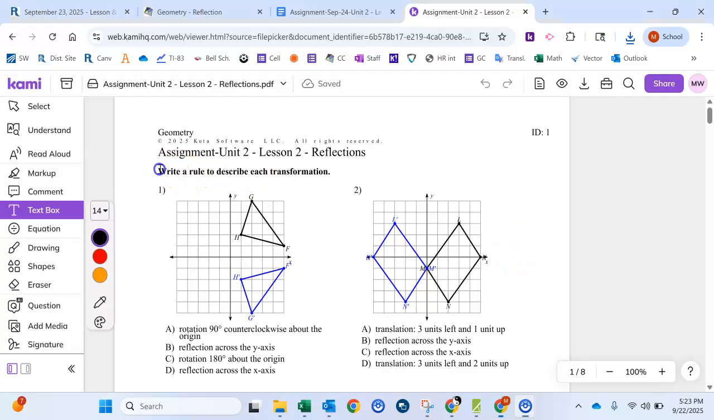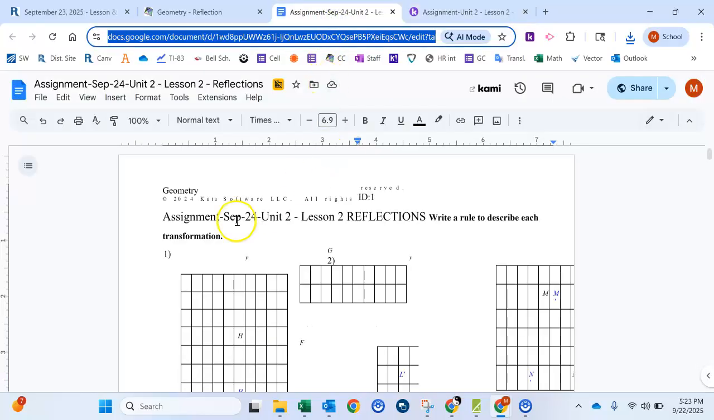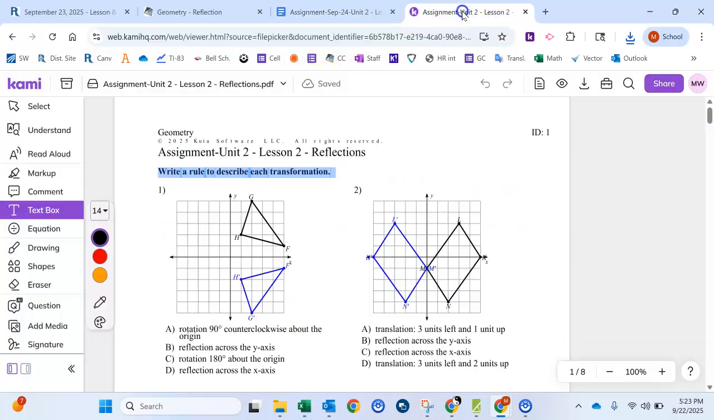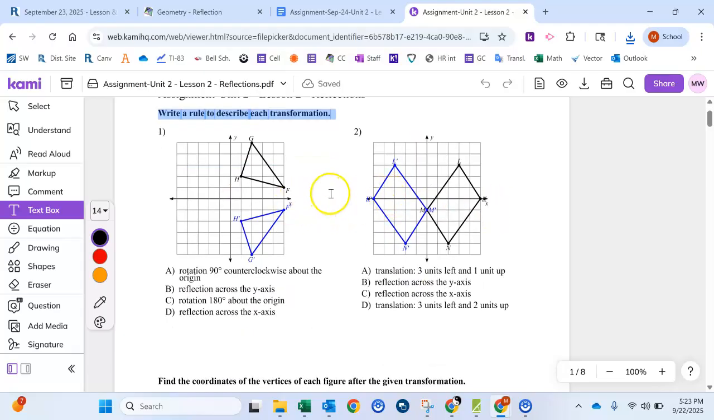Okay, so what we're doing first is we're writing a rule to describe each transformation. So make sure you go to the other document to translate it if you want to. So what does that mean? Well, let's see. So remember, let me make this bigger.